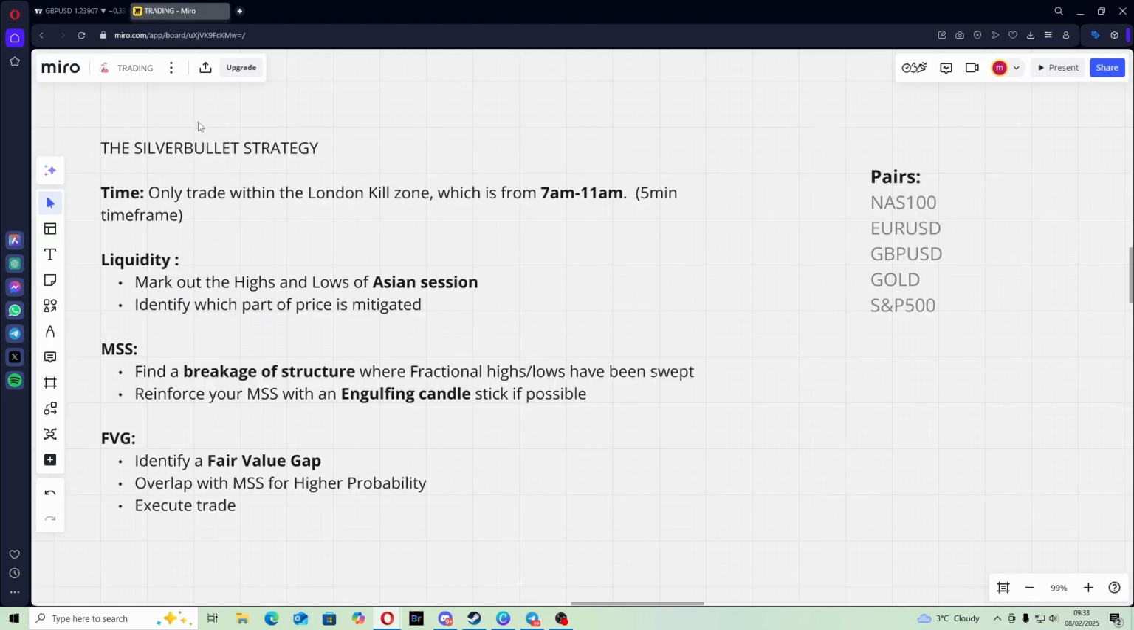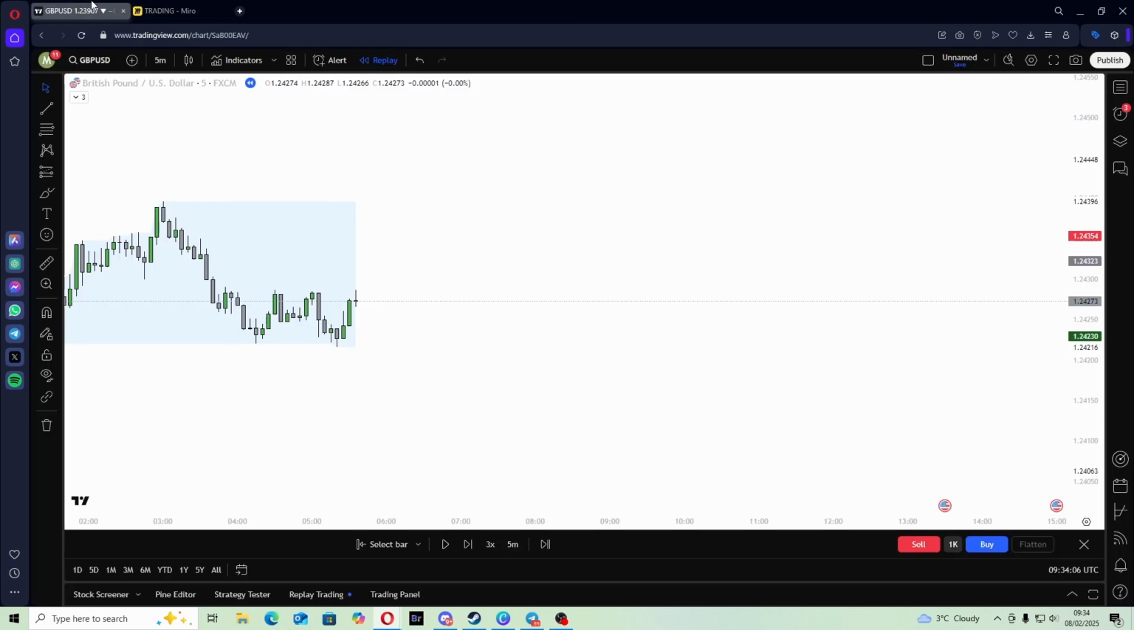So first thing you need to do is only trade within a London kill zone, which is from 7 a.m. to 11 a.m. on a 5-minute time frame. These are all the pairs you can trade on. I'm trading on GBP USD today.